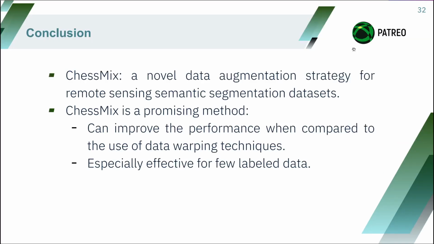So in conclusion, ChessMix is a novel data augmentation strategy for remote sensing semantic segmentation datasets that tries to create new spatial relationships that may not be common or present in the original dataset. And ChessMix is a promising method. It showed that it can improve the performance when compared to the use of data warping techniques that are the most common ones, and it's especially effective for field labeled data, as the results for the Thetford dataset showed.